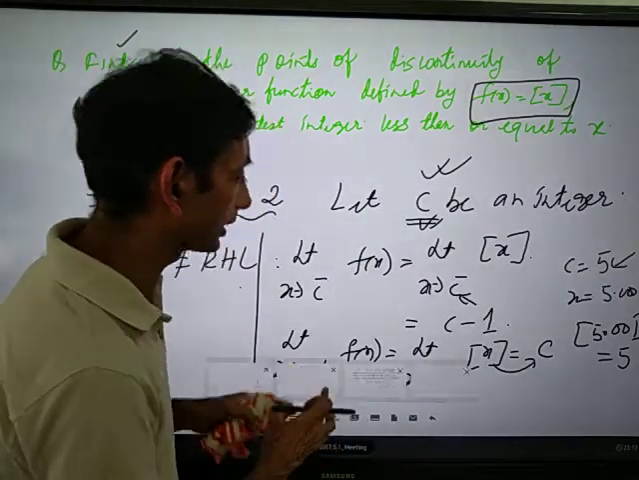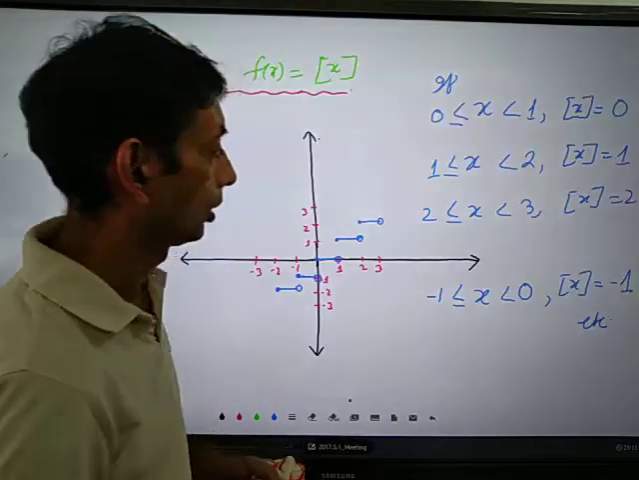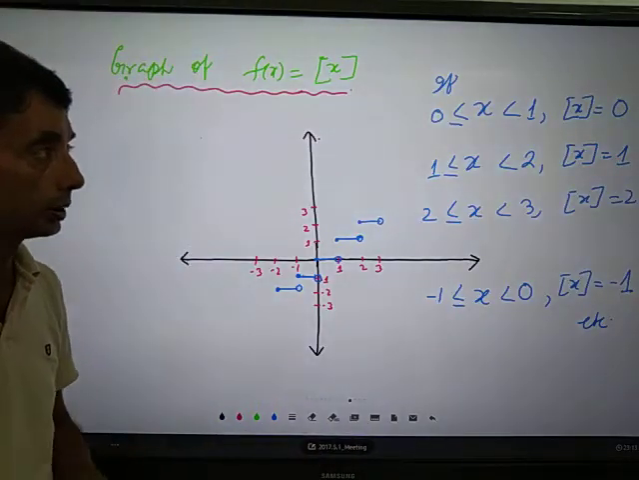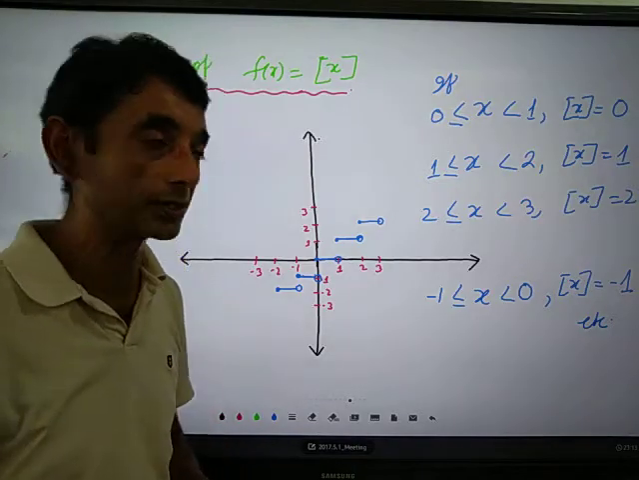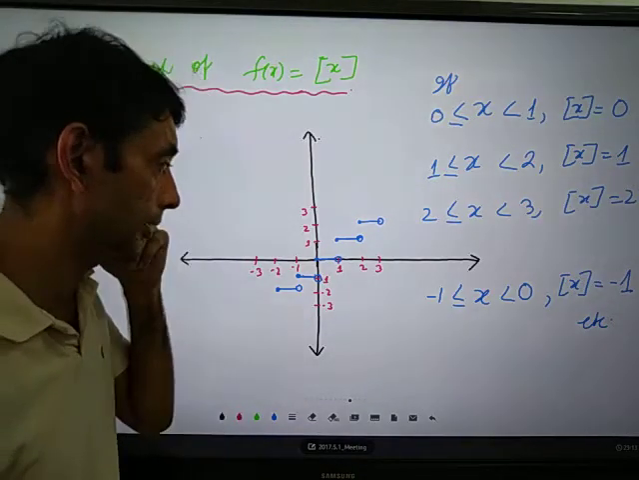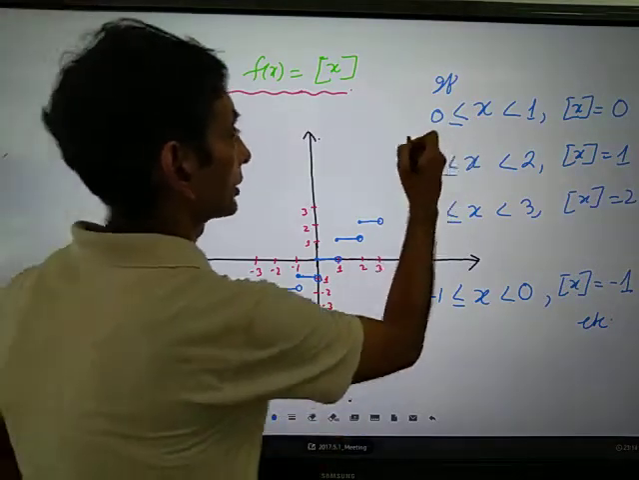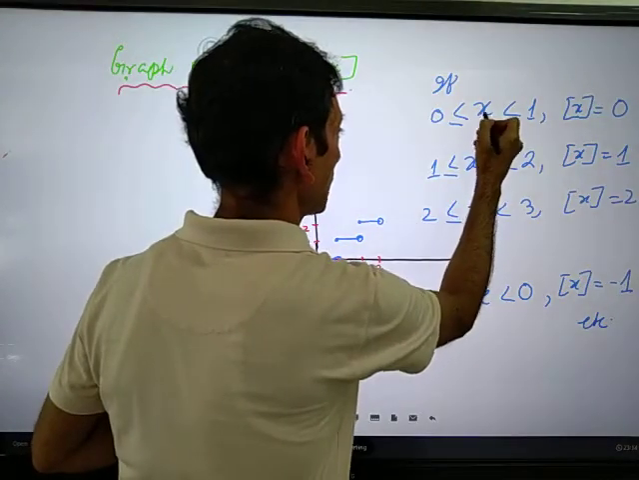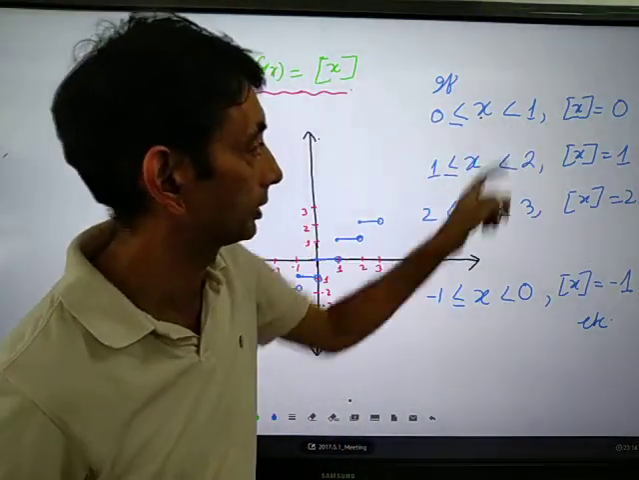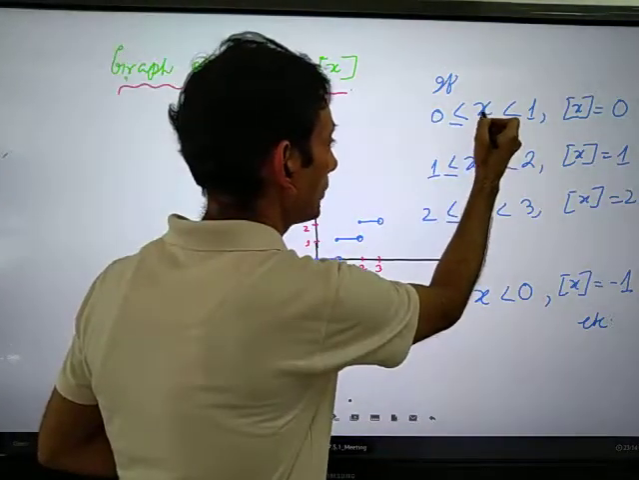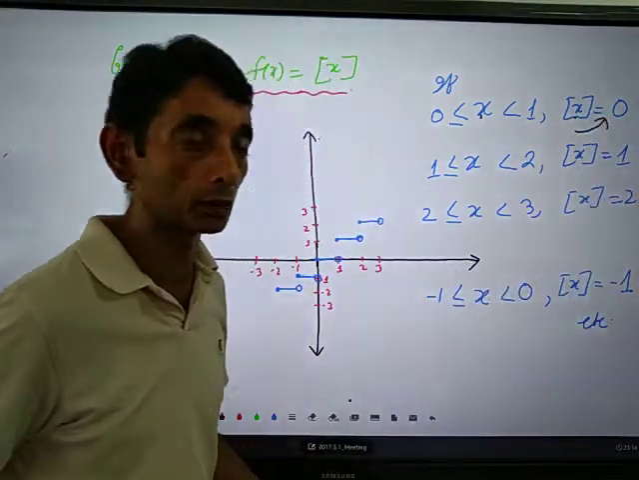We can understand this question with the help of the graph of this, which you have learned in class 11, or if you are a class 11 student watching this video, then let's try to understand the graph. The graph can be drawn. If x lies between 0 and 1, that is, greater than or equal to 0 and less than 1, then if you take any value between 0 and 1, the greatest integer function will always be equal to 0.